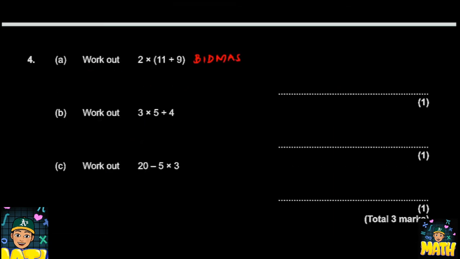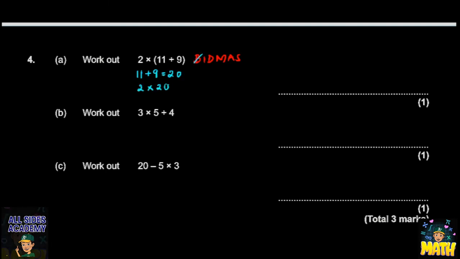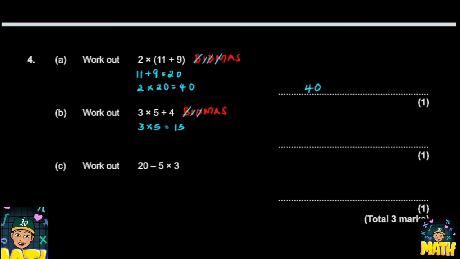BIDMAS still, multiplication and brackets. Brackets come first. So we're going to add the numbers in the brackets. 11 plus 9 is 20. Then rewrite that as 2 times 20, which is 40. And that is our answer. So always remember to write BIDMAS in each formula so that you're able to follow the order. So here, multiplication and addition. So multiplication comes first. So we're going to multiply 3 times 5 to get 15. And then rewrite 15 plus 4, which gives you 19. So 19 will be our answer in this case.